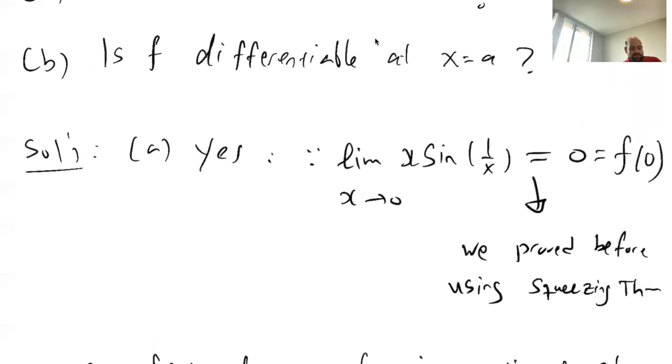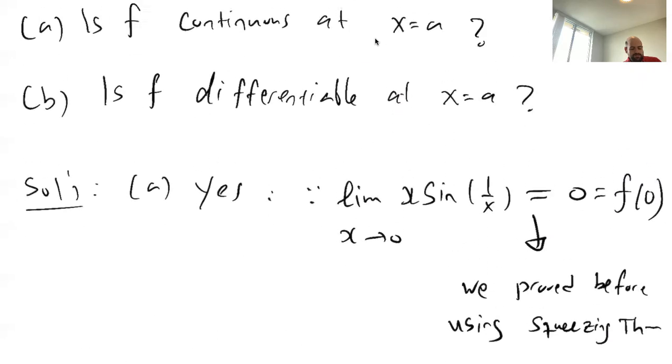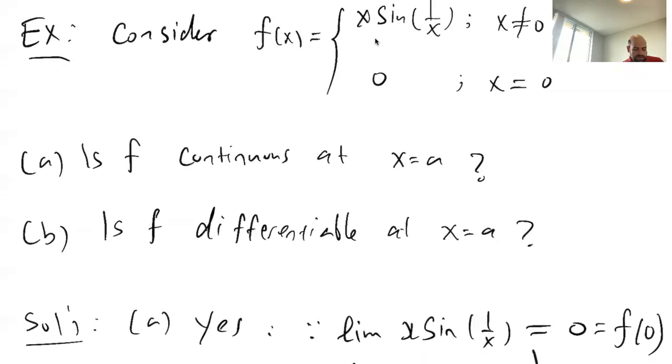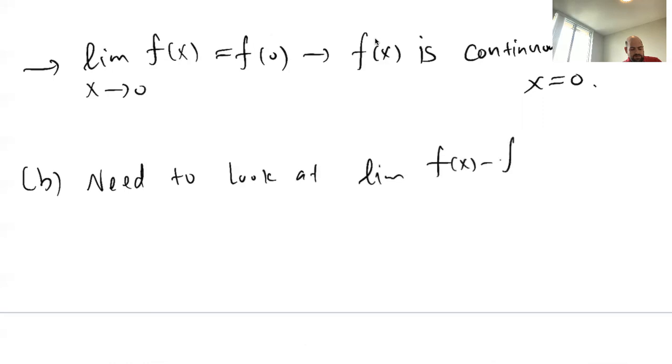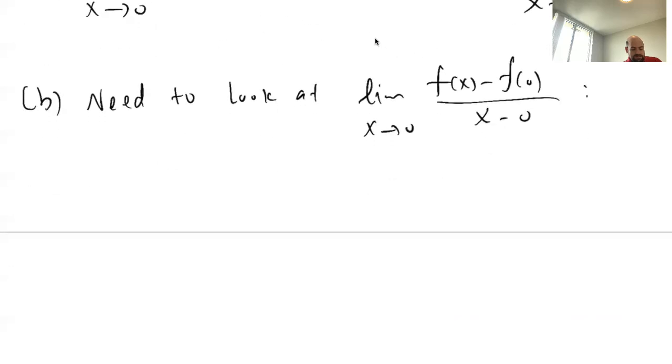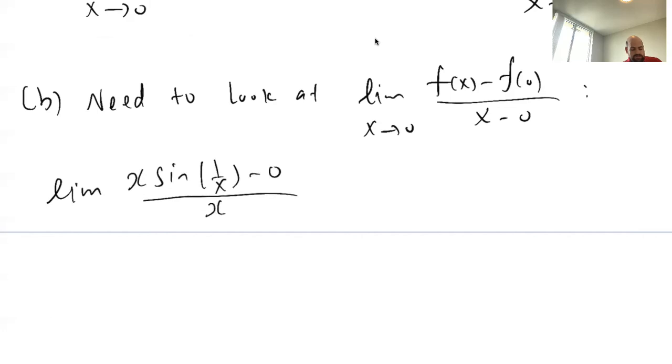Okay, and is it differentiable? Oh, sorry, I said x equals a, I meant 0. My a is 0 here. Is f differentiable at 0? How can we answer? We need to look at the limit of f of x minus f of 0 over x minus 0 as x approaches 0. So then this is the limit of x times sine 1 over x minus 0 over x as x approaches 0. And then this is how much?